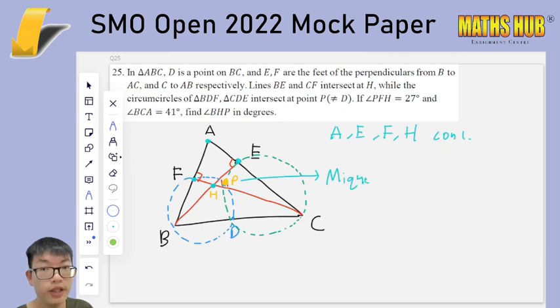Now, the Miquel point, we don't actually need to know this, but I just want to give it a name so it's more memorable. When you have two circles drawn in a triangle, let's say BDF and CDE, and they intersect at P, it means that A, F, E, and P would also be concyclic. Now, the reason for that is actually pretty simple. Let me write this down first. A, F, E, and P are also concyclic.